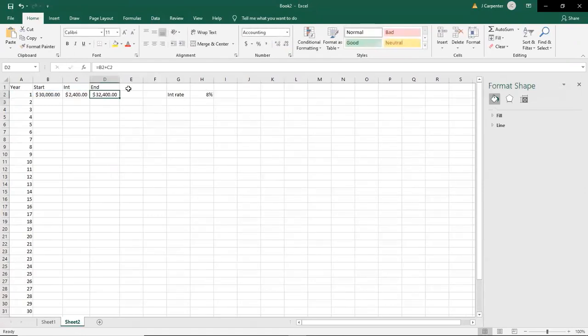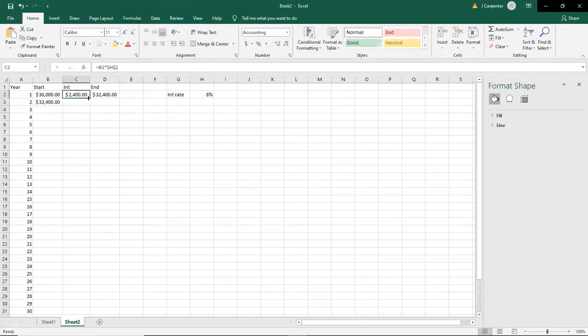All right, that's pretty sweet. The first year we got $2,400 for free, and that means that overall we now have $32,400. I cannot just highlight and fill at this point. We have to link the start of year 2 to the end of year 1. Really easy to do. We've talked about it many times now.